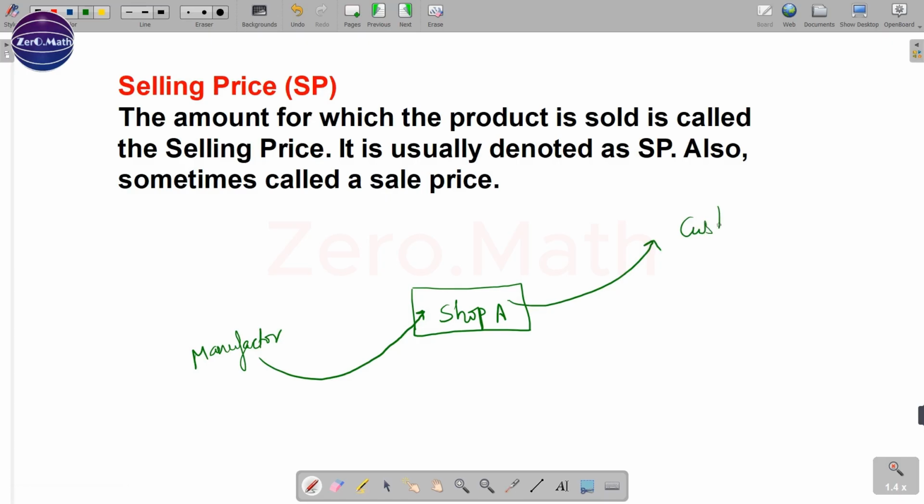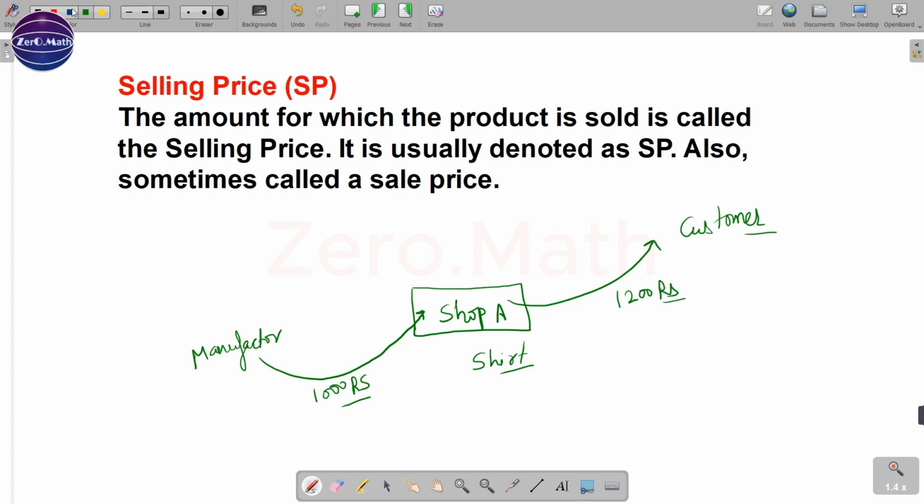And this is what the shopkeeper does, right? So the shopkeeper brought in one shirt. All right. Let's talk about one shirt. How much did he buy this shirt from the manufacturer for? For 1,000 rupees. All right. And what does he do? He sells it to the customer like us for 1,200 rupees. And that's exactly what a shopkeeper does. He buys something at a lower price and sells it at a higher price.